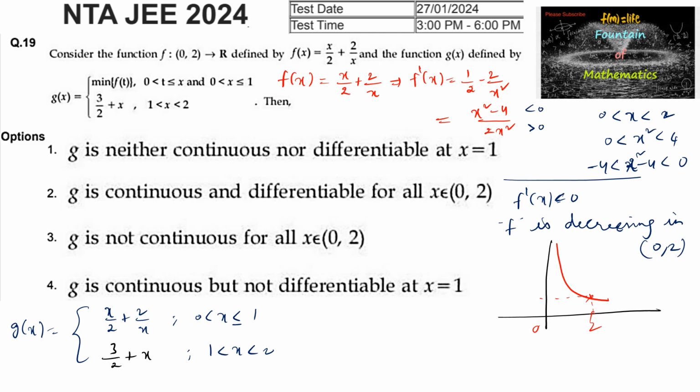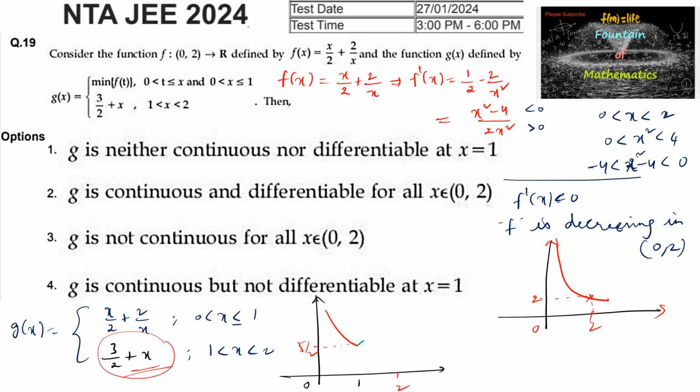When x is equal to 2, we can say that 2. And here the graph we can consider from 0 to 1, and again from 1 to 2, the graph is given by 3 upon 2 plus x. So when x is equal to 1, we can say that 1 by 2 plus 2 by 1, that is 5 by 2. And even here at x is equal to 1, 3 by 2 plus 1 will give 5 by 2.